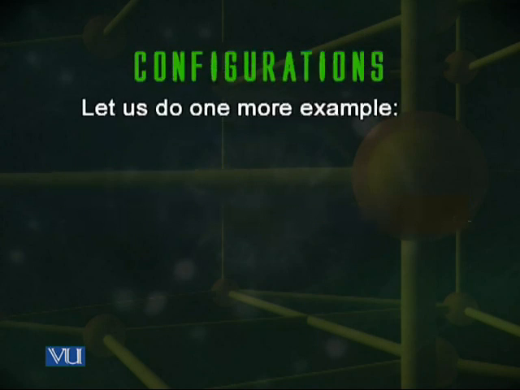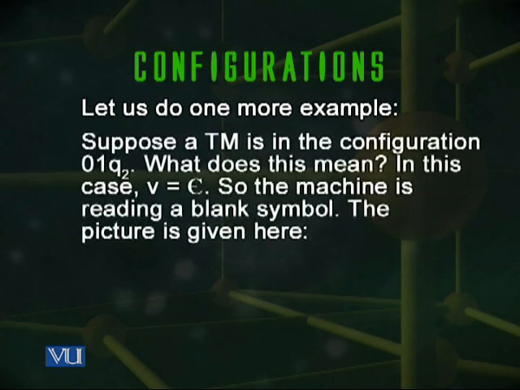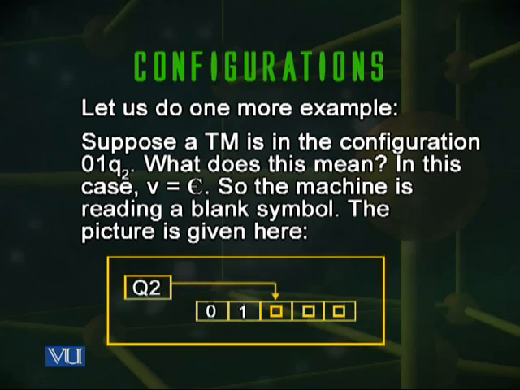Let us look at one more example. Suppose that I tell you that a Turing machine is in the configuration 0, 1, Q2. What does that mean? Well, in this case, I have told you what U is, I have told you what the state of the Turing machine is, but what is V? Well, you're right. V is the empty string. What does this configuration mean in terms of drawing a picture? Well, this means that the machine tape contents are 0, 1 followed by all blanks, and the machine is in state Q2 and it's reading the third tape cell which happens to contain a blank. Here is a picture of the configuration.